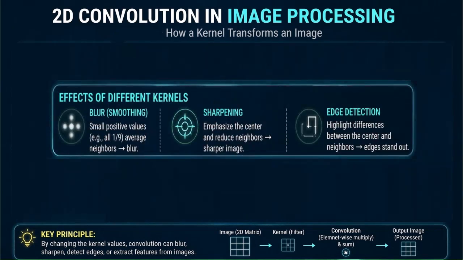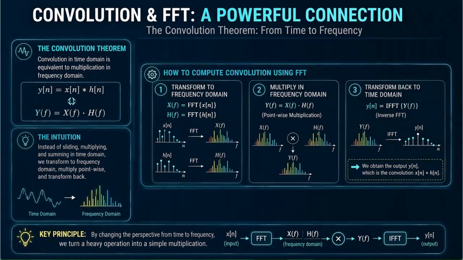If we change the kernel, first we use small positive values, which will blur, and then we use strong center differences, which will sharpen. This is exactly what happens inside tools like Photoshop and also inside AI systems. Convolution is the eye of the digital world.